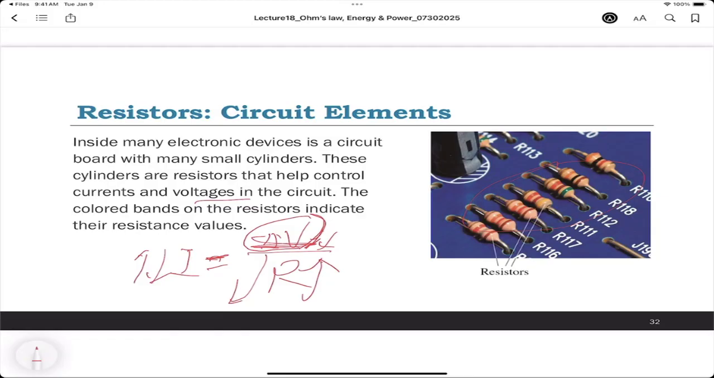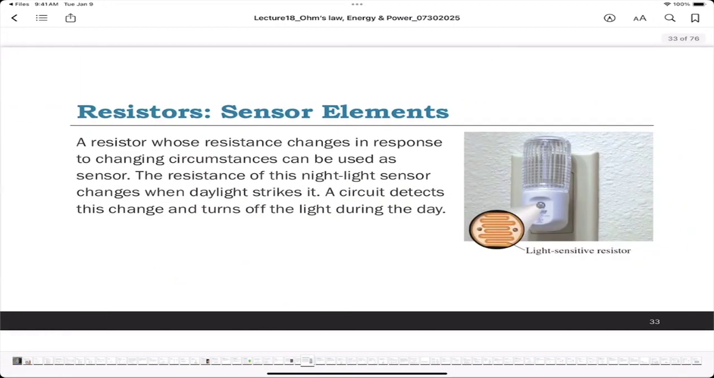The colored bands on the resistors indicate their resistance values. The different colors represent different values. Okay, you will know that if you do the lab.